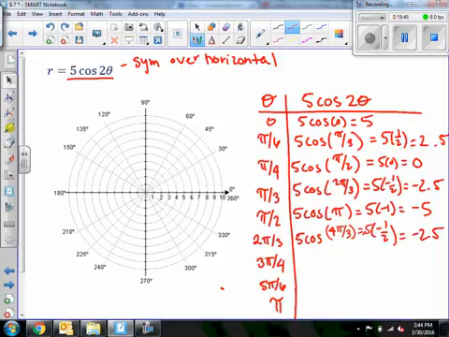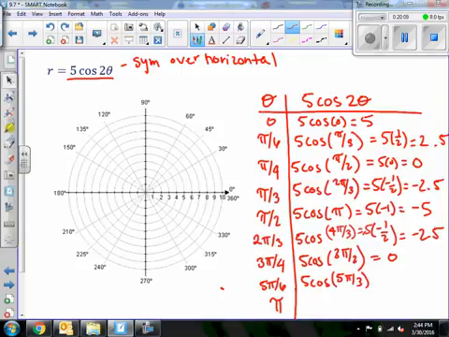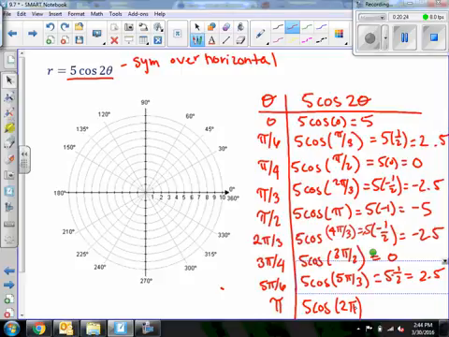3 pi fourths times 2 is 3 pi halves. So we're actually plotting more points than we even need to here, but that's alright. Cosine of 3 pi halves is 0, so this becomes 0. 5 pi sixths times 2 becomes 5 cosine of 5 pi thirds. Cosine of 5 pi thirds is 1/2, so it's 5 times 1/2, positive 2.5. And then finally pi, this becomes 5 cosine of 2 pi. Cosine of 2 pi is 1, so we get 5 here.